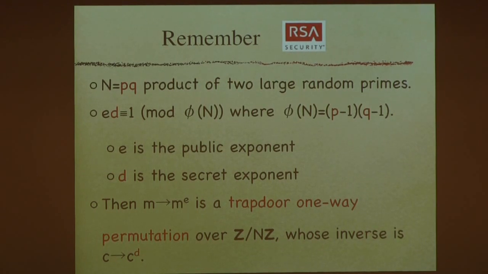So remember, we have a product of two large random primes. We have a public exponent, and we have a secret exponent. And then we have this very basic function, this exponentiation function mod n, which is a trapdoor one-way permutation. And the interesting thing is that the inverse permutation has the same shape. It's raising to the power d. Okay. So what is nice is that for lattices, we're going to have a similar situation. We're not going to have a one-way permutation, but we're going to have a trapdoor one-way function for which somehow the inverse also has the same shape as the one-way function. So it's not going to be a public exponent and a secret exponent, but it's going to be something very close.